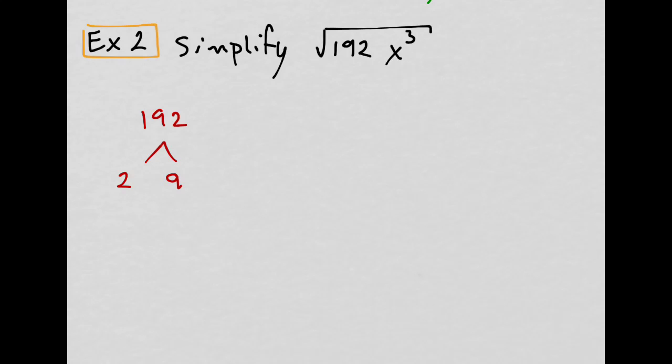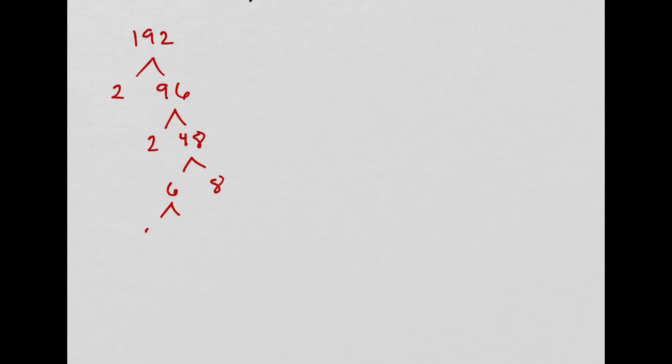And that will give me 96. Whoops, 96. And then 96 is even, so I divide by 2, and that's 48. And then 6 times 8, I can do that in my head, and then this is 2 times 3. I'm just breaking it down as much as I can. 4 times 2, and 2 times 2.